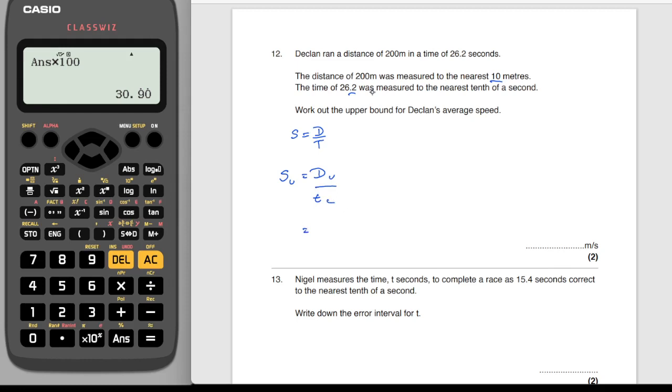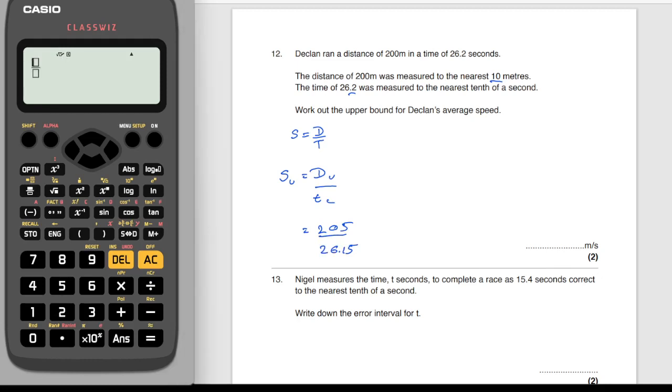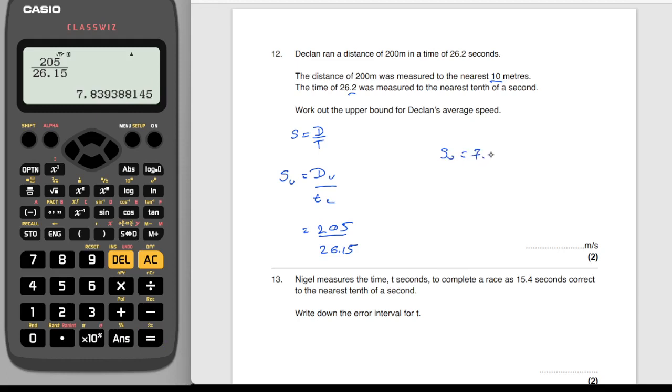So in this case, if the distance was measured as 200 meters to the nearest 10 meters, the maximum it could possibly be would be 205. And if his time is measured to the nearest tenth of a second, the minimum it could possibly be would be 26.15. So the upper bound for his speed would be 205 divided by 26.15, which gives me an upper bound of 7.839388.